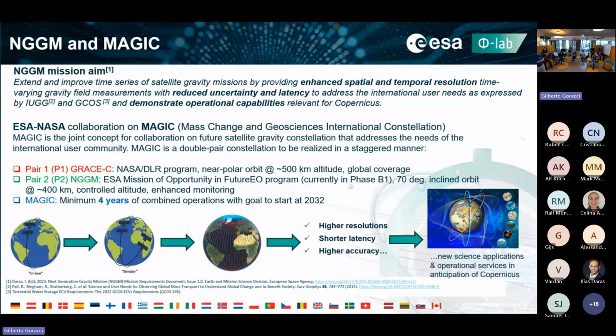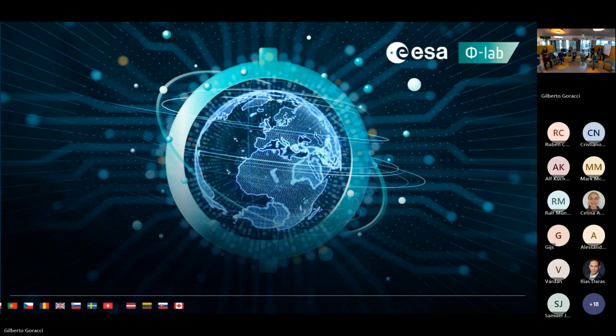So let's say that the joint constellation of these two pairs will provide us with higher resolution products, shorter latency, and also, most importantly, higher accuracy for new science applications.